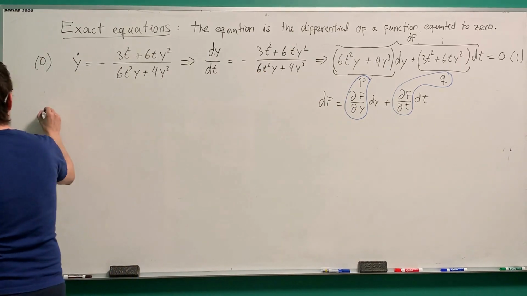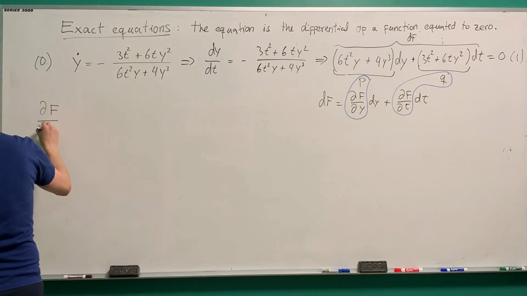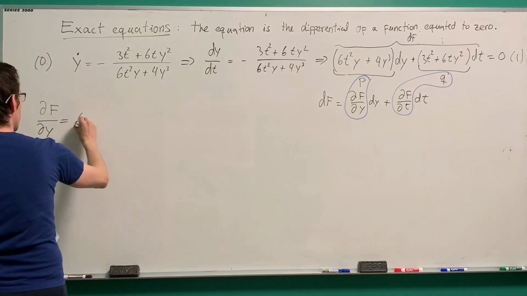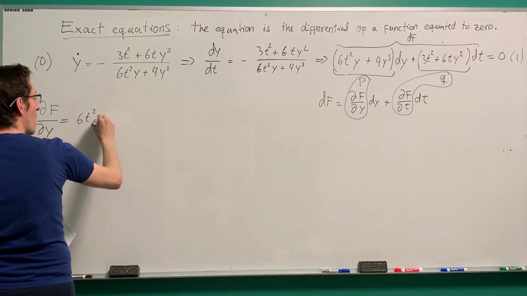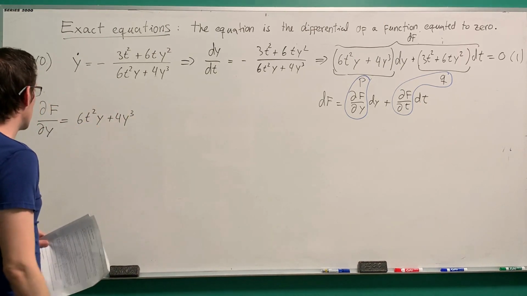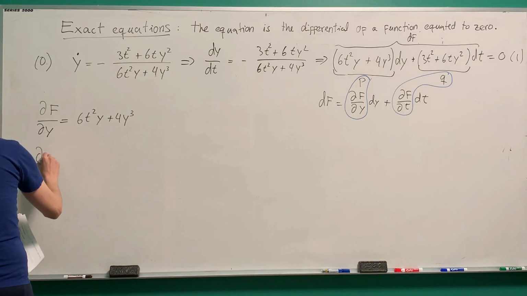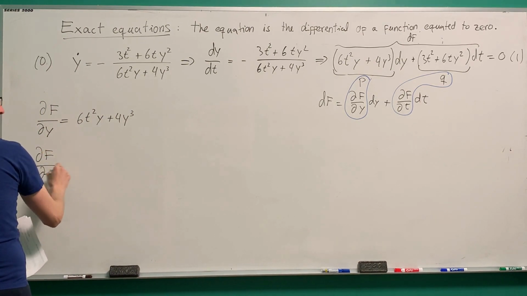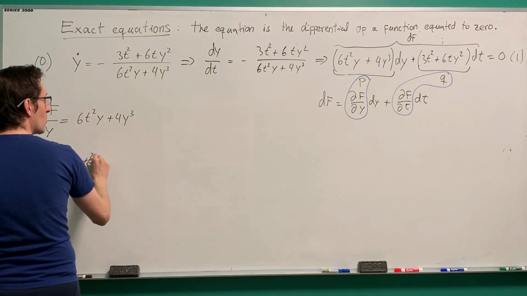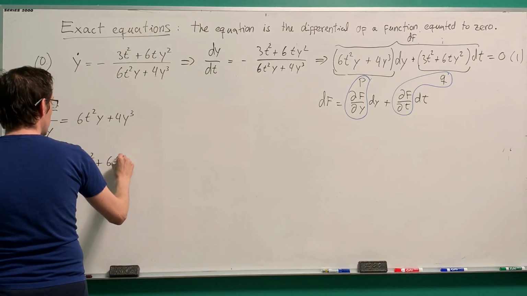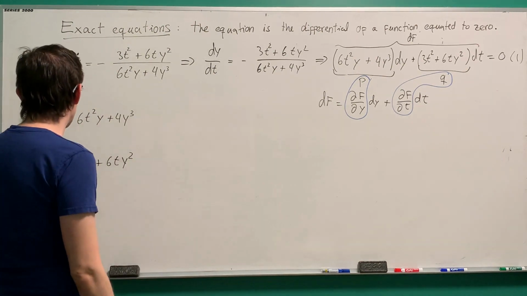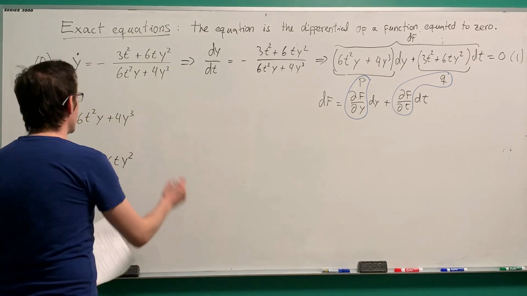So we write first partial f, partial y is in this case p, which is 6t squared y plus 4y cubed. All right, on the other hand, we know that partial f, partial t is the other term, which is 3t squared plus 6ty squared. All right, now we find f by integrating.